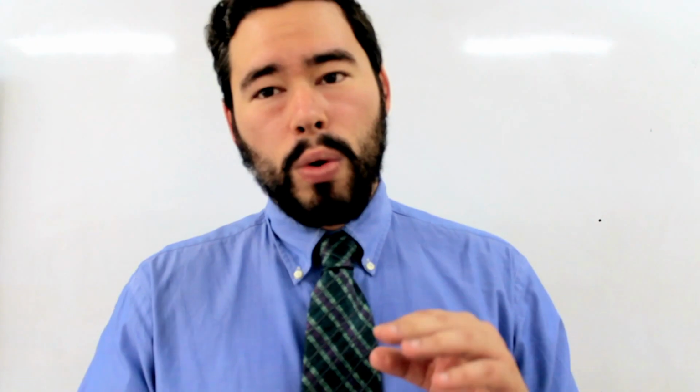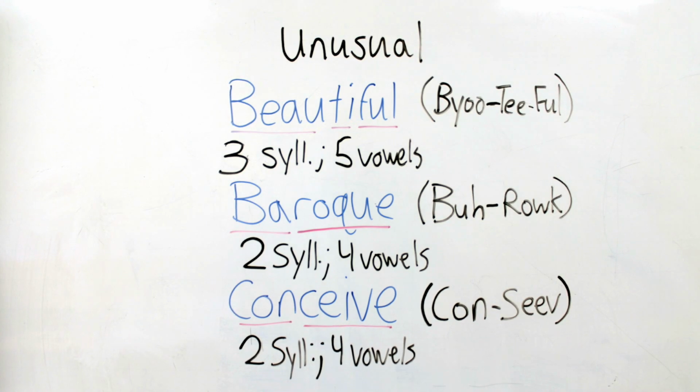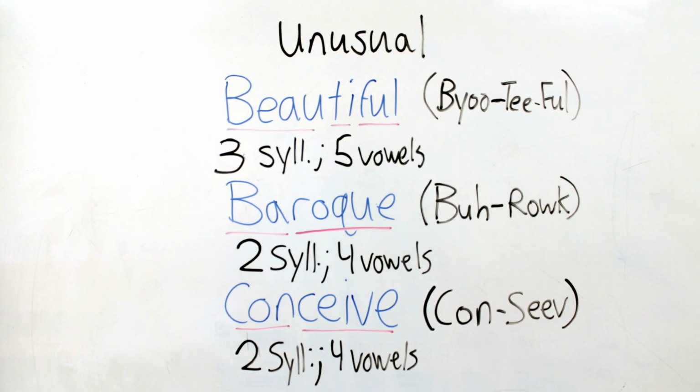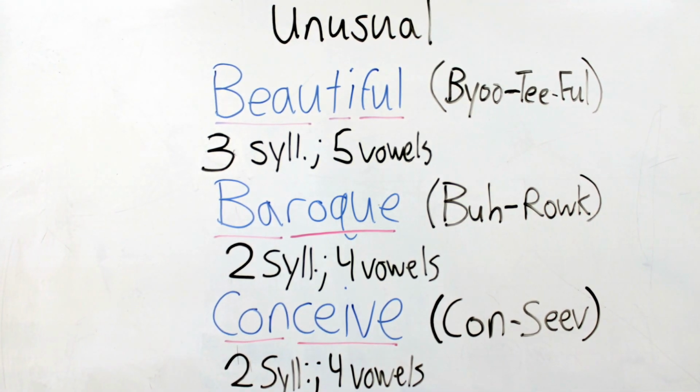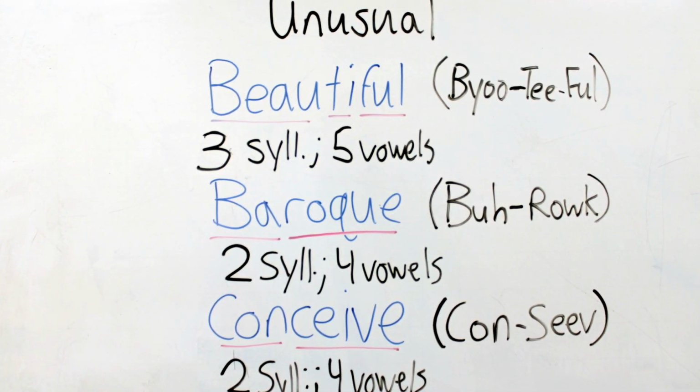Understand? Before we get off of this lesson, I'm going to introduce a few example words that can be a little confusing at first, because we need to understand the unusual words too. So let's put them up on the board. Beautiful. That has 5 vowels and 3 sounds. Beautiful.